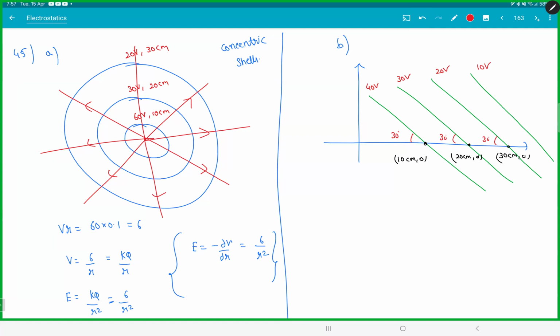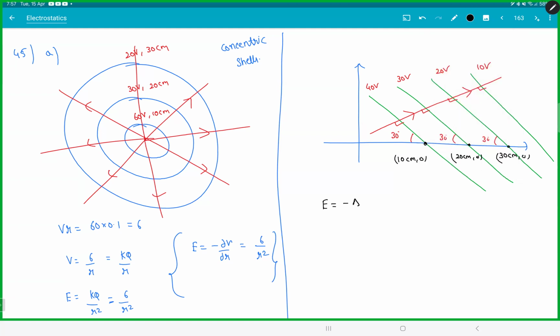What about the B part then? Can you tell me what is the direction of field in the B part? It should be perpendicular to these green lines, na? Which way? Up or down? In the direction of the field, the potential decreases. 40, 30, 20, 10. So it is going this way, isn't it? Is that making sense, everyone? How to get the direction? And then how do you find the field?